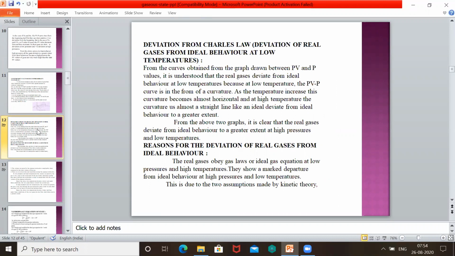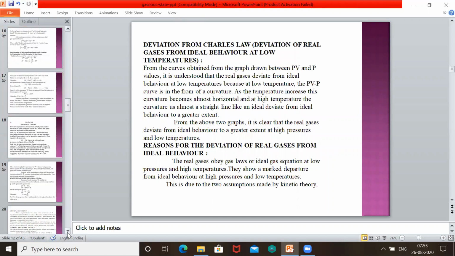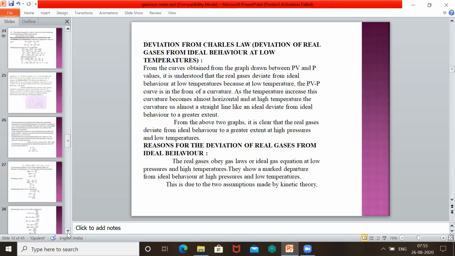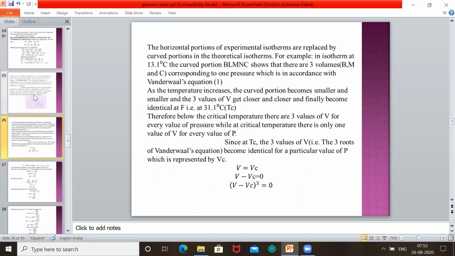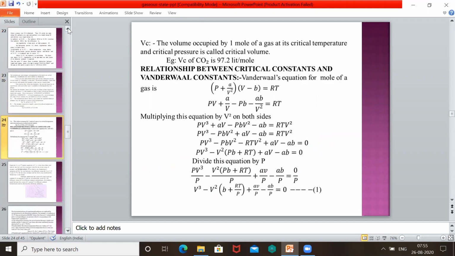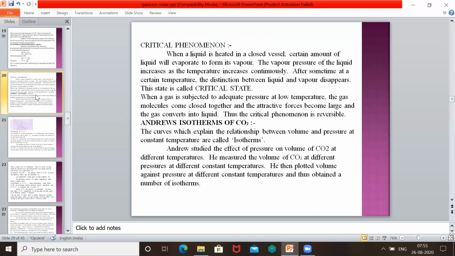As per kinetic theory of gases, gases consist of molecules which are in motion and they move without any attraction or repulsion between them. So, if there is an attraction, there will not be any ideal behavior. Now, we have seen Van der Waals equation of state, and before that, we will go into critical constants. What are critical constants? This is today's topic, critical phenomena.